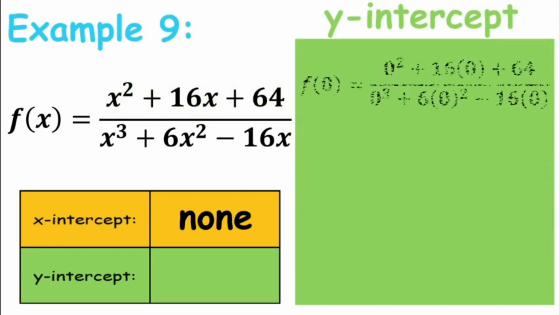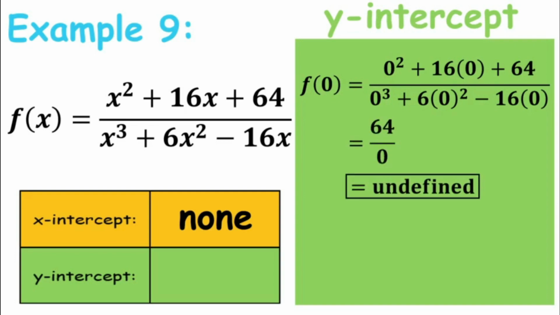For the y-intercept, f of 0 is equal to 0 squared plus 16 times 0 plus 64, all over 0 cubed plus 6 times 0 squared minus 16 times 0, which is equivalent to 64 over 0, so the answer is undefined. Since we get an undefined result, the function has also no y-intercept.